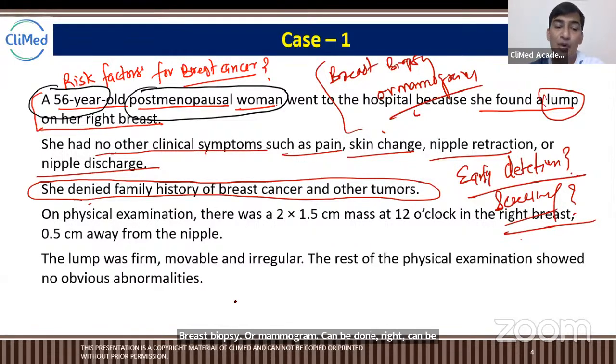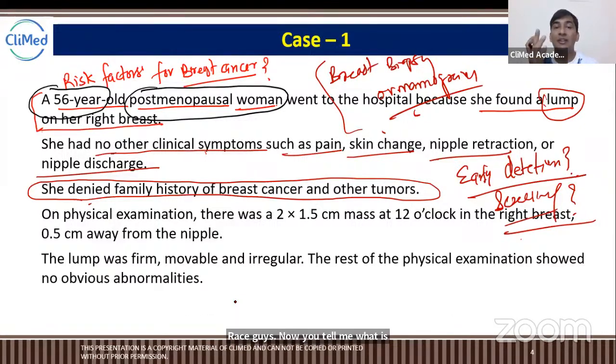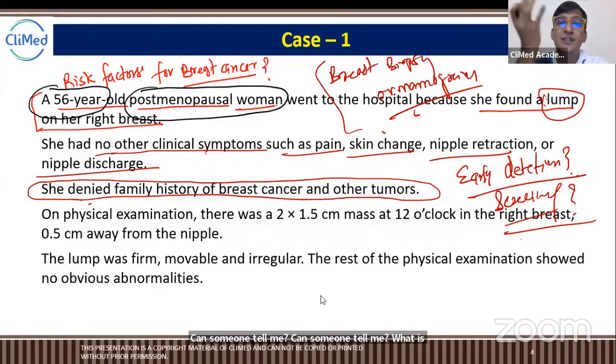First thing is mammogram. What is mammogram based on? Yes, guys, now you tell me, what is the principle of mammogram? Anyone? You remember yesterday's class? How many of you remember? What is the principle of mammogram? Can someone tell me?